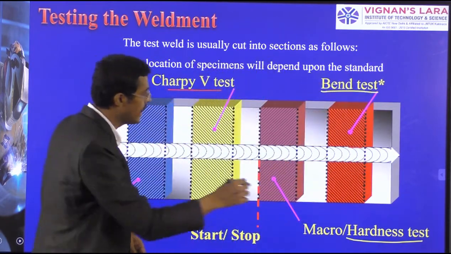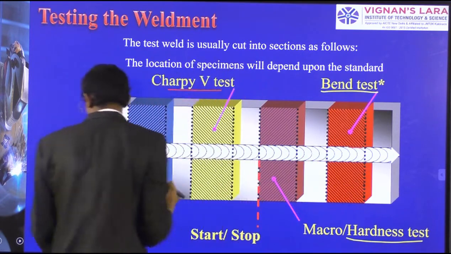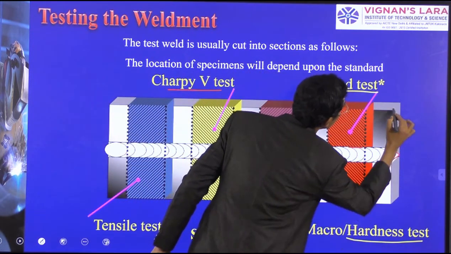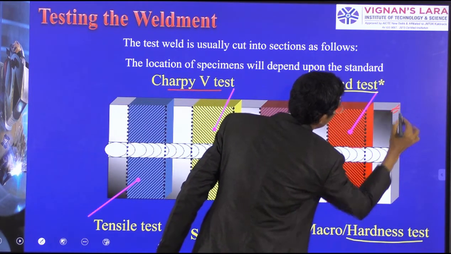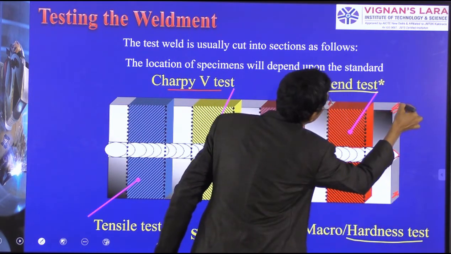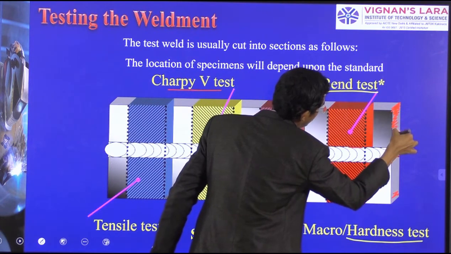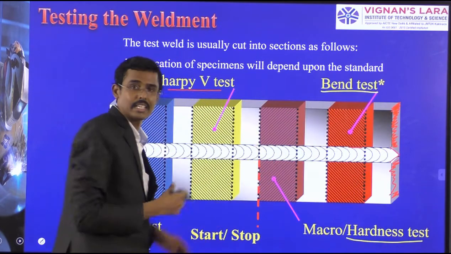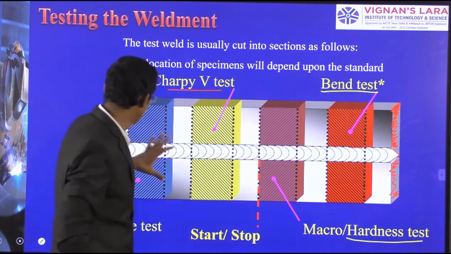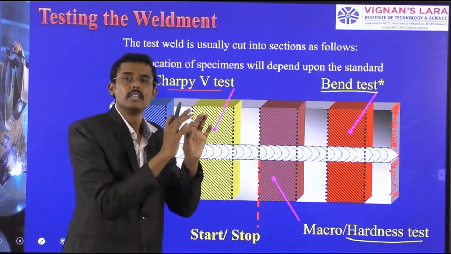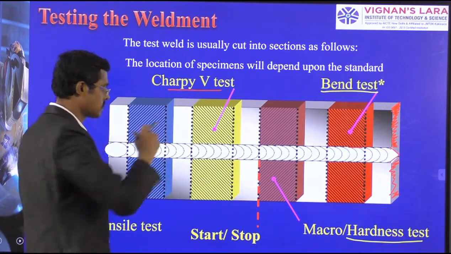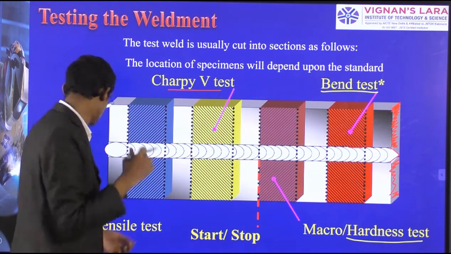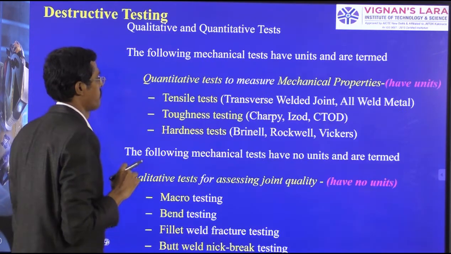Here we have to see the weld in this location. Weld is available here. This is the thickness. This zone is the thickness where it is available. So we have to cut it into different parts, and these parts are subjected to the testing. This testing process we have already known from the MOS. So those things we have to understand.